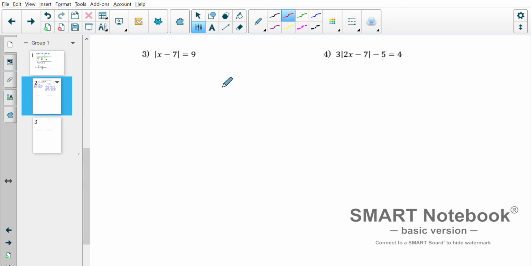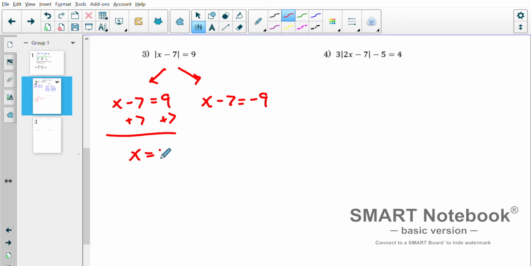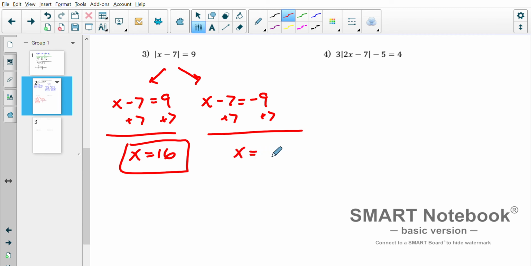So hopefully you had a chance to work on this one. We are going to split it up here because we have to find the distance going in both directions. So we have x minus 7 equals 9, and x minus 7 equals negative 9. When I add 7, my first solution is x equals 16. When I add 7, my second solution is x equals negative 2. Those are the two values that x can be to solve this equation.